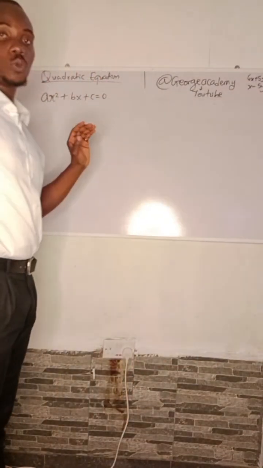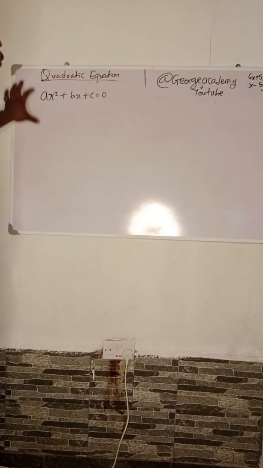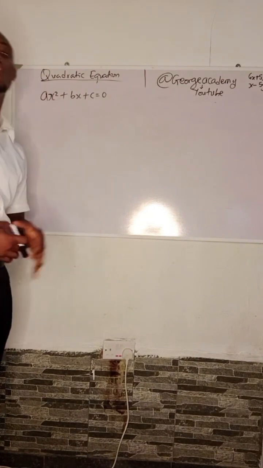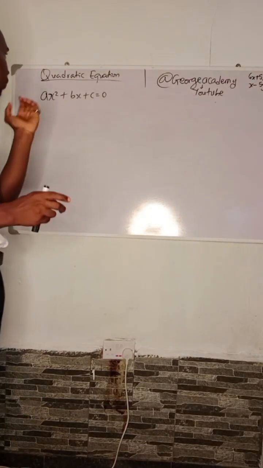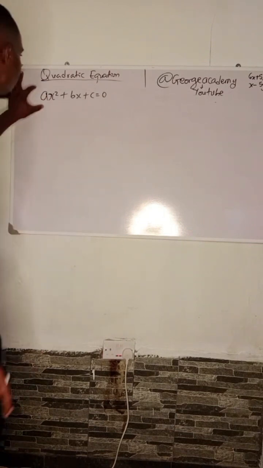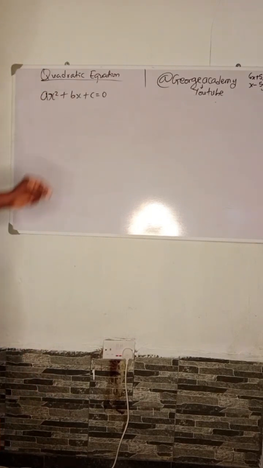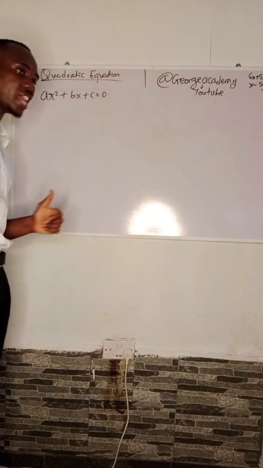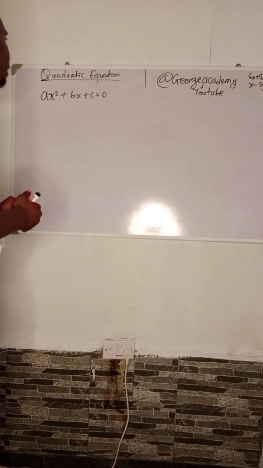So today we are going to learn how to prove the quadratic formula. Some persons call it the almighty formula, but today we are going to learn how we prove the quadratic formula. A quadratic equation is always in this format: ax squared plus bx plus c, where a, b and c are numbers.